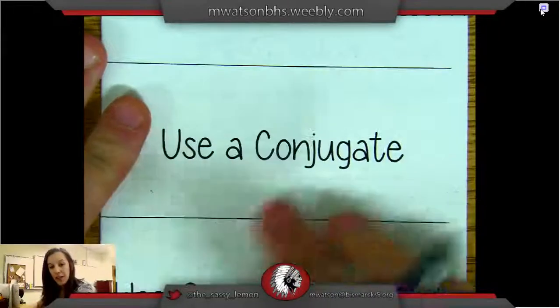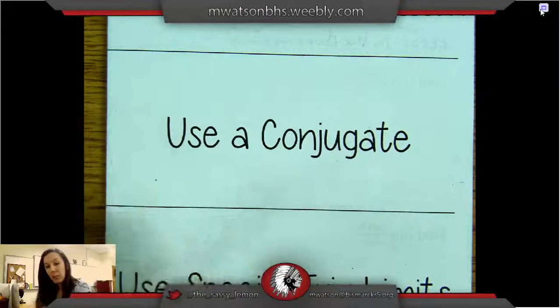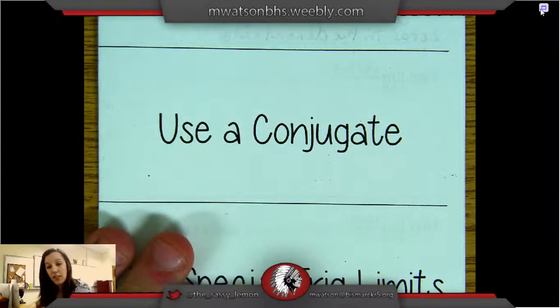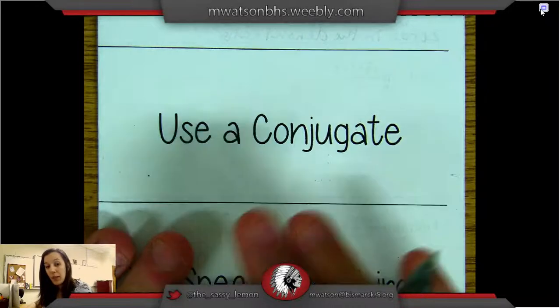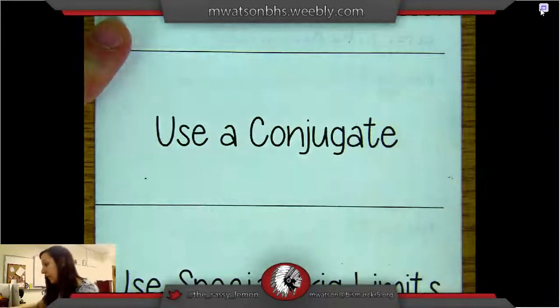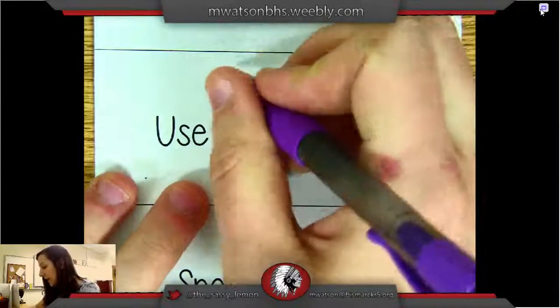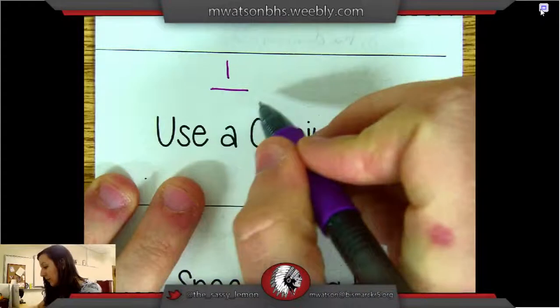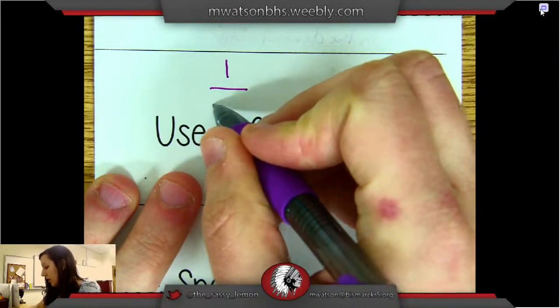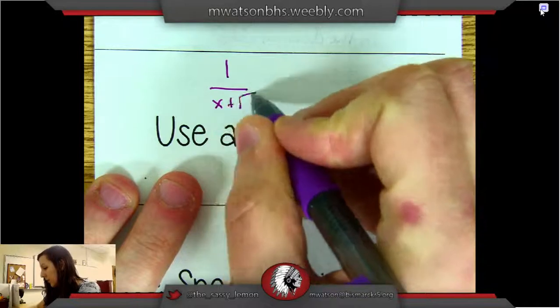To talk about conjugates, we have to think back to Algebra 2, where we learned about conjugates a couple different times. But the way that we're going to be using it today is to get rid of radicals. So if you remember way back, say you had 1 over x plus the square root of 2.